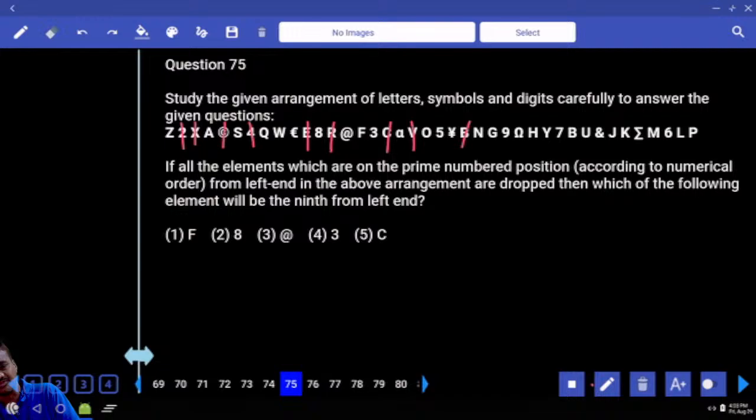Now here the question is about ninth from the left. Ninth from the left, start counting here. 1, 2, remaining elements. 1, 2, 3, 4, 5, 6, 7, 8, 9. What is your answer? F. F, choice 1.